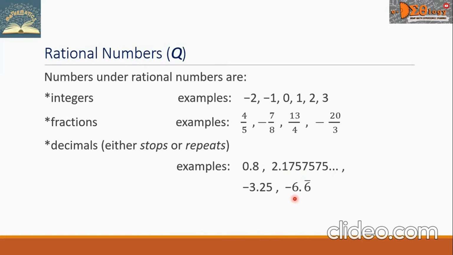Last example, negative 6.6. Please notice here that there is a bar on top of the 6 on the decimal. We can write this as negative 6.666 and so on. So the bar there means we will continue to write the 6 on the right side. Now, in our second example here, 2.1757575 can be written like this: 2.175 with a bar on the numbers 7 and 5.